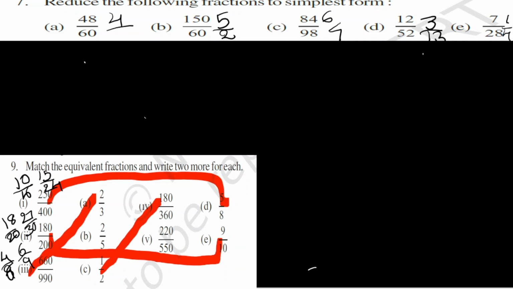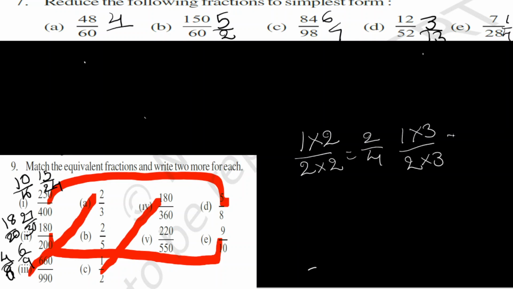Let's multiply both the numerator and denominator with the same number, because to find the equivalent fraction, both the numerator and denominator should be multiplied with the same number. The fraction becomes 2 by 4 and 3 by 6, which are also equivalent fractions of 180 by 360.